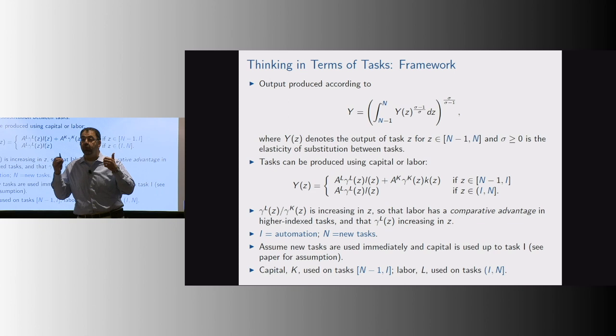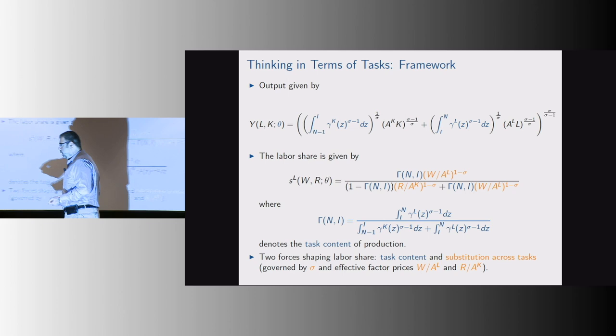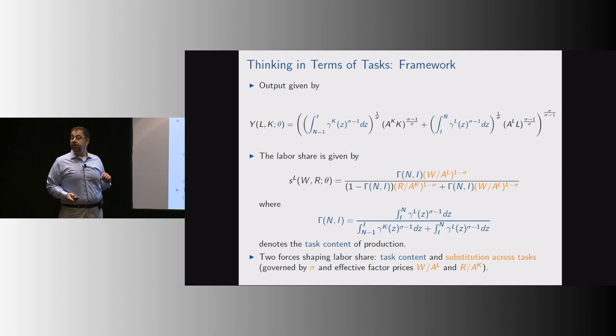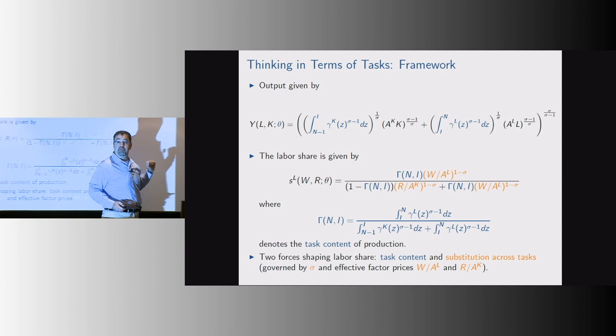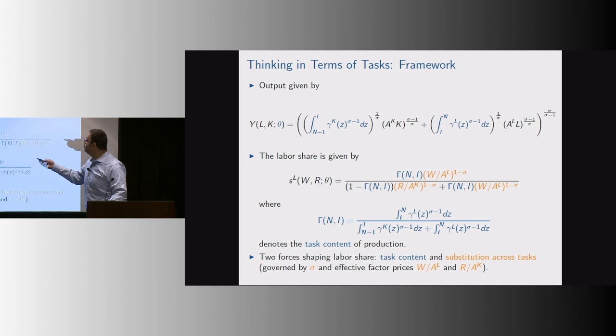Okay? So now, the reason why this framework is tractable is because you can solve out everything and you can write a production function for this sector, which takes this form. So this looks like a CES production function. And factor augmenting technologies have exactly the same effects that you would be used to in your standard CES, but the share parameters of the CES, the alpha, 1 minus alpha that sometimes you omit when you write CES quickly, those now become endogenous and they depend not just on comparative advantage and the elasticity of substitution, but they depend on this N and I, automation and new tasks.